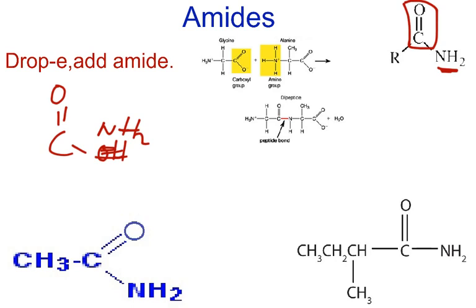But either or. Now when we're naming these guys, once again, we'll get the longest number of carbons for the parent. We will drop the E and we'll add amide at the ending. Now amides are pretty important because they're significant in relation to peptide bonds, which we'll talk about in class and in a future video.